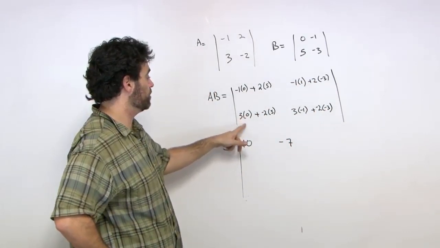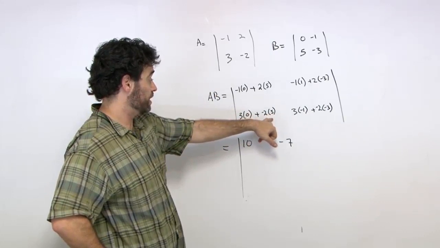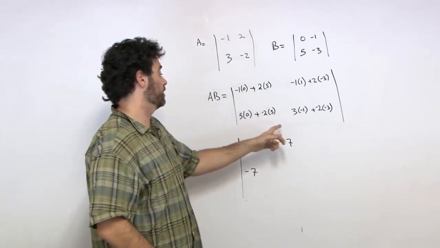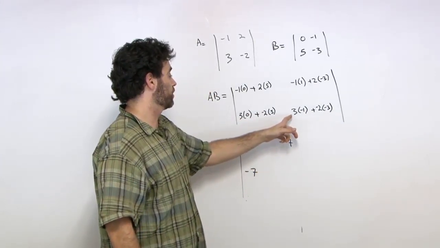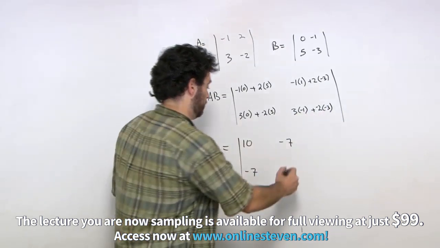3 times 0 is 0. 0 plus -10 is -10. And then finally, we say that 3 times -1 is -3, and 6 is -3 plus 6.